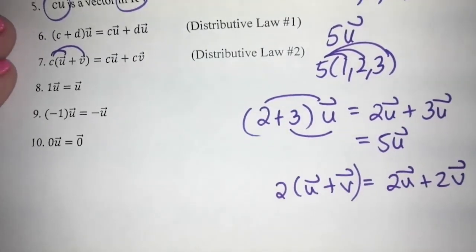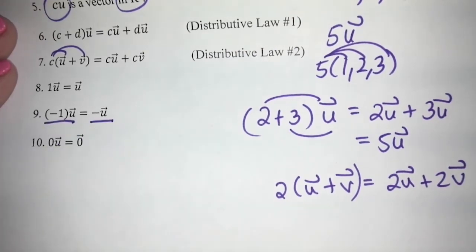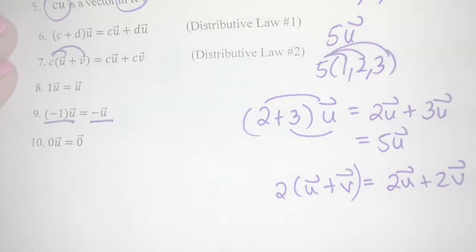And number 8 says that 1 times any vector is just the vector. 9 says -1 times a vector is negative of the vector. And number 10 says 0 times any vector is a 0 vector. So during prep, we'll talk about lots more properties and how they come up on the exam, on exam questions.